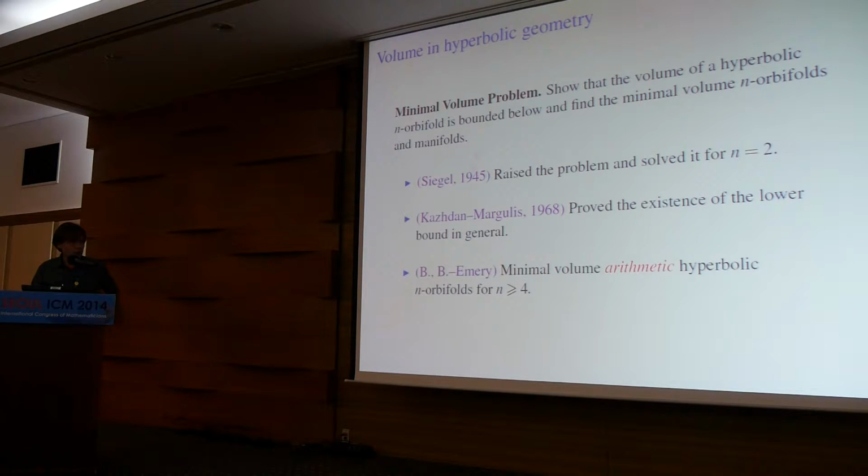So what I would like to talk about is my joint work with Vincent Emery, in which we solved this problem in a special case, again arithmetic hyperbolic orbifolds, for arbitrary dimensions starting from 4, and the solution for dimensions 2 and 3 was already known. Dimension 2 is classical, due to Siegel, and dimension 3 is work by Chinburg and Friedman. So I will mainly talk about this result and some of its corollaries.